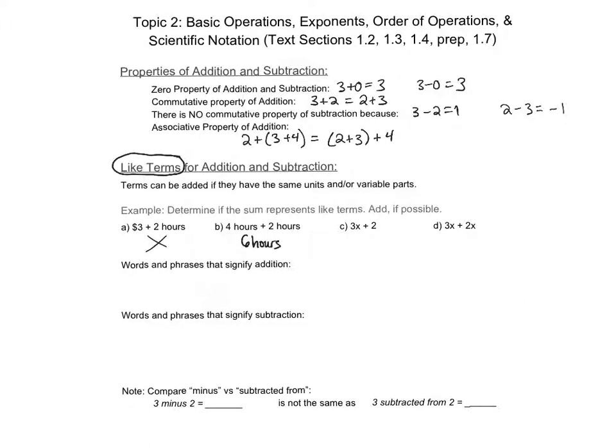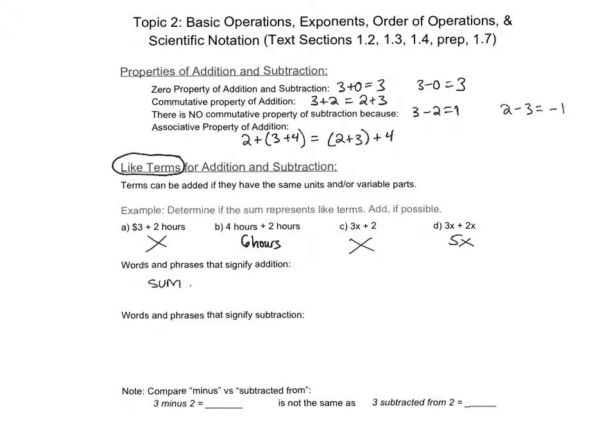For part C, 3x and 2 do not have the same variable parts, so we can't add these. But 3x and 2x can add. And when we add like terms, we add how many there are of each. So there's 3 x's and 2 x's, but we don't change the variable part itself. Just like 4 hours plus 2 hours isn't 6 hours squared or something like that, 3x plus 2x is just 5x.